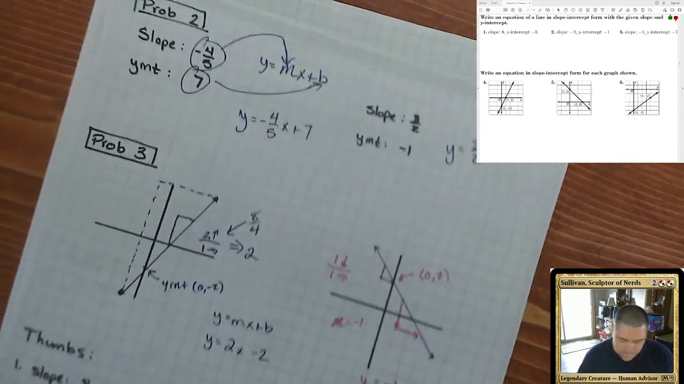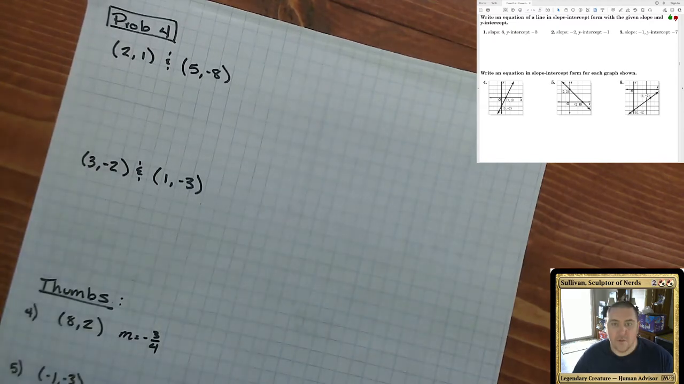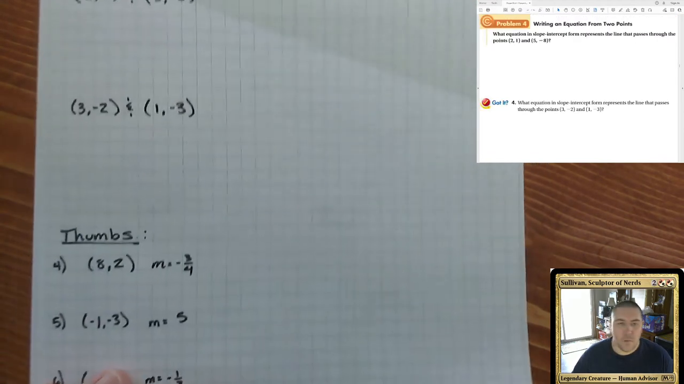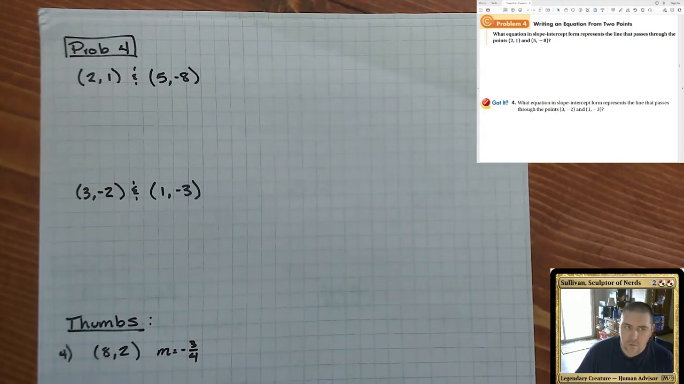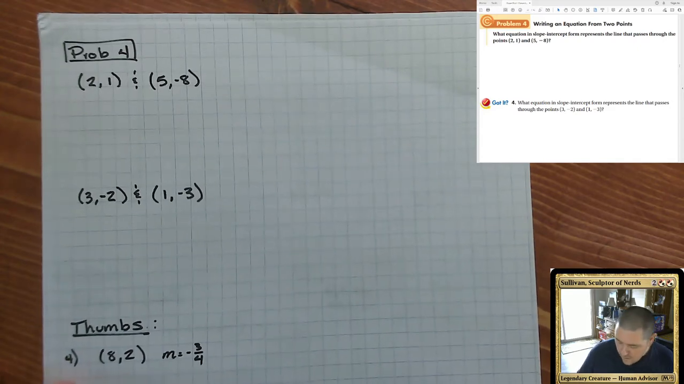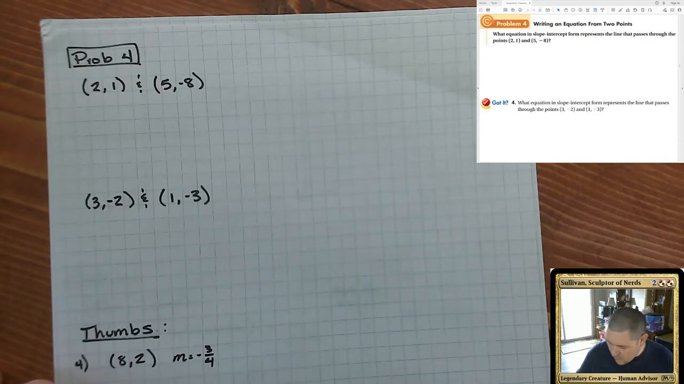So, moving on. Problem 4. Okay. All of that was, again, monkey see, monkey do. Here's an M, here's a B, put them in. Or here's my graph, what is the M, what is the B? Pretty straightforward. But now we get into, how do I actually make the equation if they aren't just telling me stuff? And it's a couple steps process.